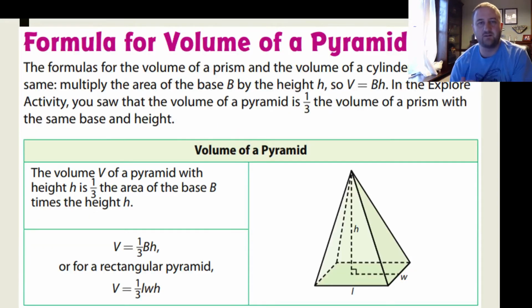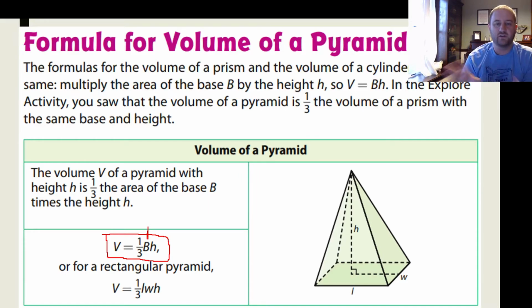Now I am going to have you write down this formula. There's actually a couple of formulas for the volume of a pyramid. I'm going to have you write down a couple of them because the volume of a pyramid could change depending on what shape the base is. Basically the general formula is this one right here: the volume equals 1/3 the area of the base times the height. This capital B represents the area of the base, and that's the reason why this formula could change based on what shape the base is.